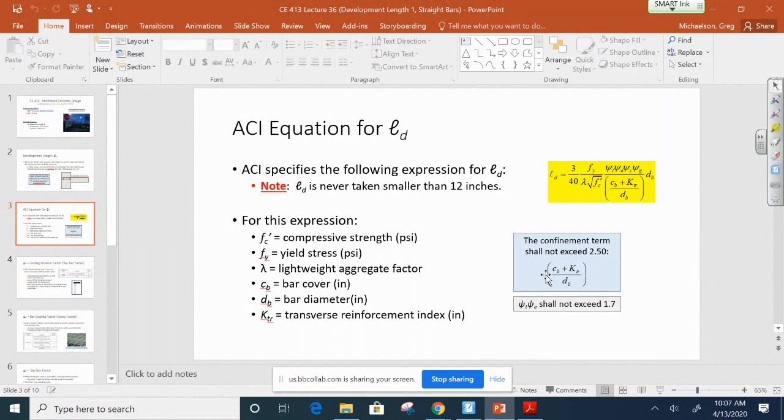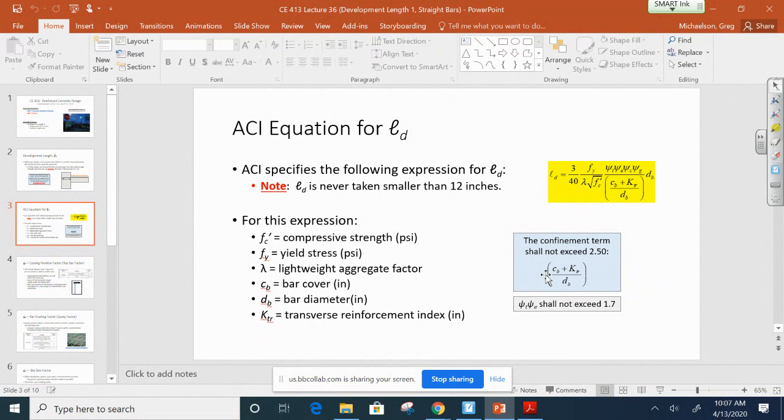All right, so let's look at some of the variables. Well, I see an FC prime in there. FC prime we should all recognize. I see Fy in there. We should all recognize that. Lambda, our lightweight aggregate factor. There's the D sub B. That's just the diameter of the rebar that we're considering. So that's pretty simple. A couple of the new measurements are this C sub B term and this KTR term.